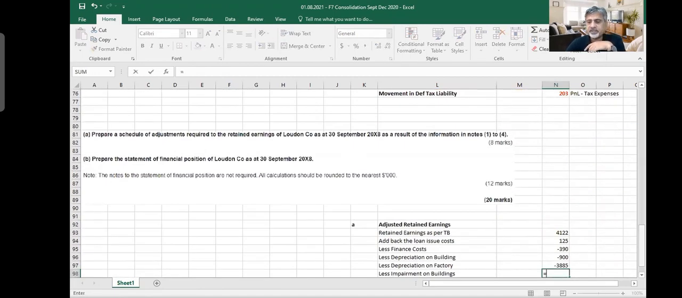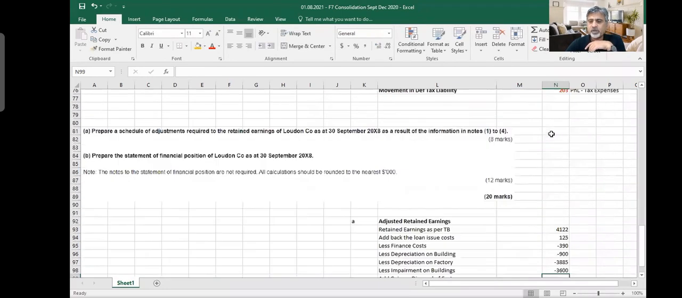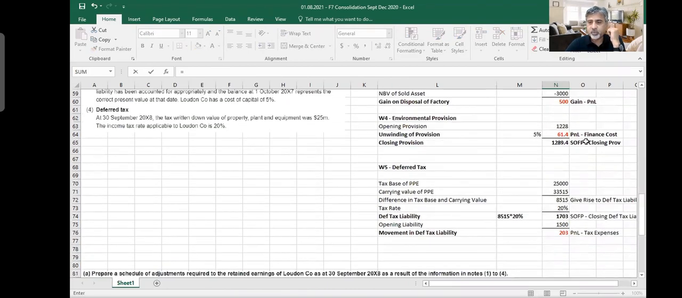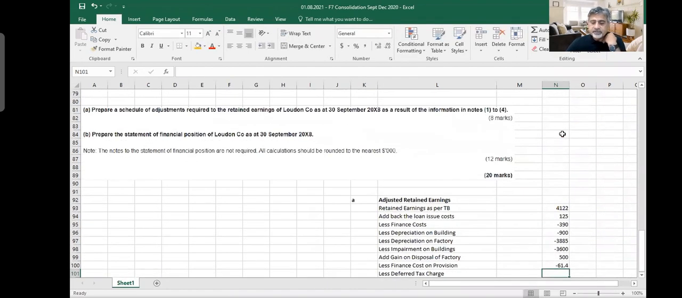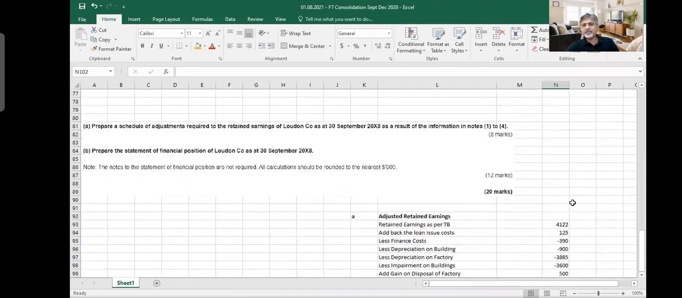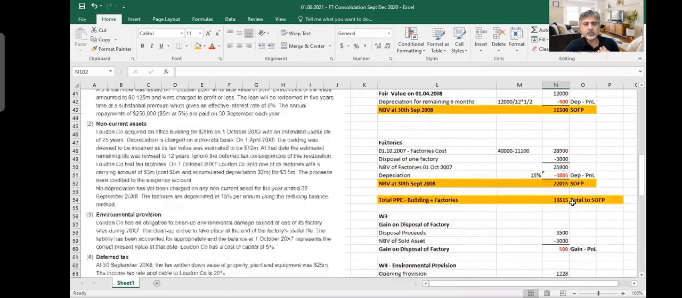Then there is an impairment. Impairment will also be subtracted. Impairment was 3,600, and I multiplied with minus 1 so that it is subtracted. Gain on disposal 500. I remember 3 million assets sold for 3.5 million. So I added back. Finance cost on this one 61.4, this I subtract. Deferred tax is a liability, that is a charge, 203 into minus 1. I don't think there is anything else left over. That's all, I don't remember anything else.